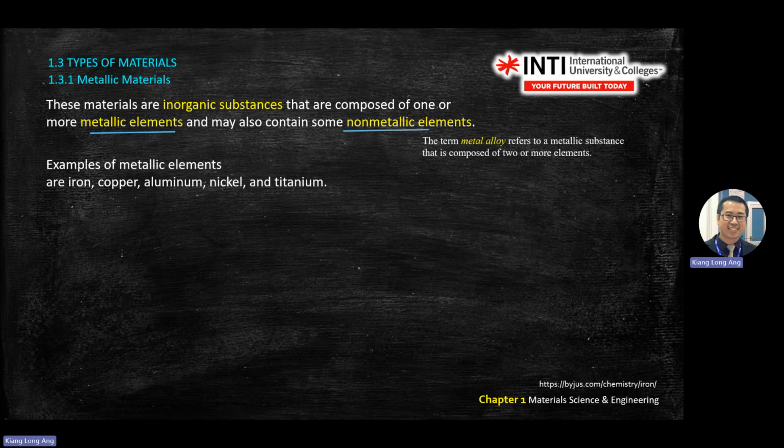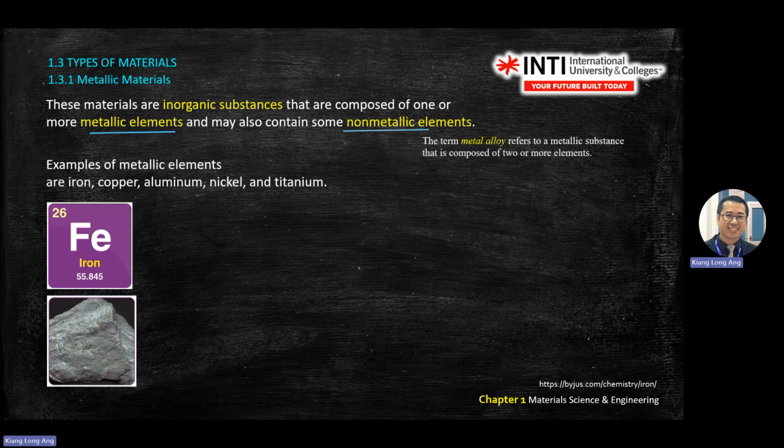Normally the question will ask you to give a few examples. For the answer, you just need to memorize 3 examples from the PowerPoint slides. For example, if the question asks you to give a few examples of metallic elements, give 3 answers. So you need to memorize 3.